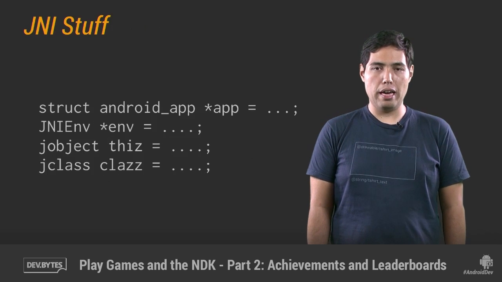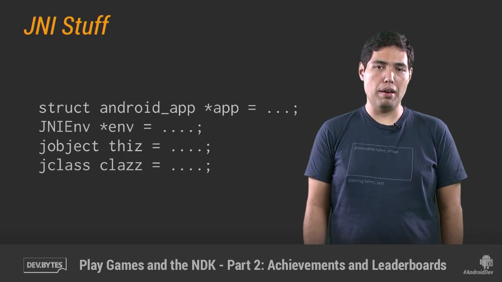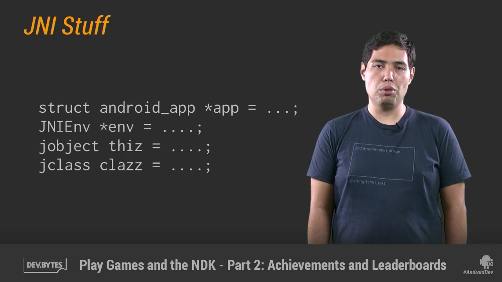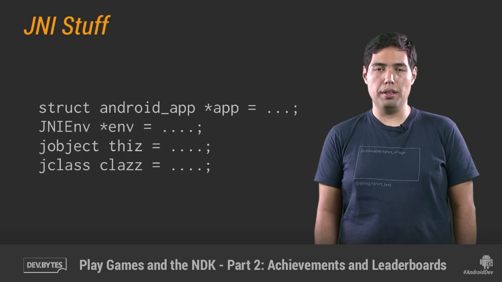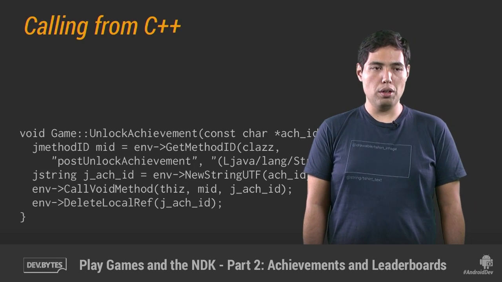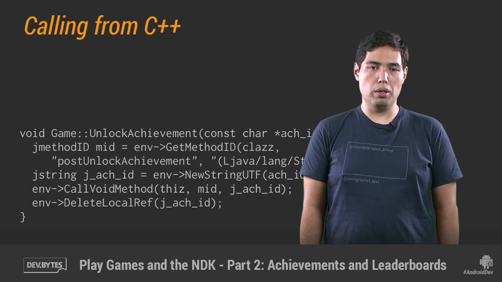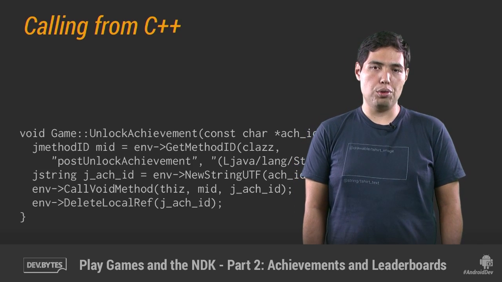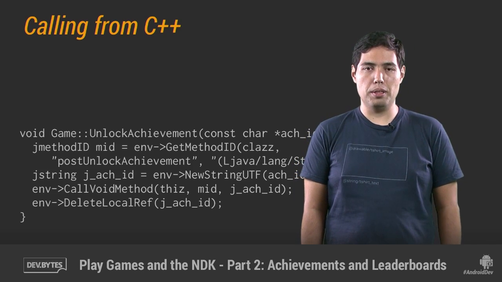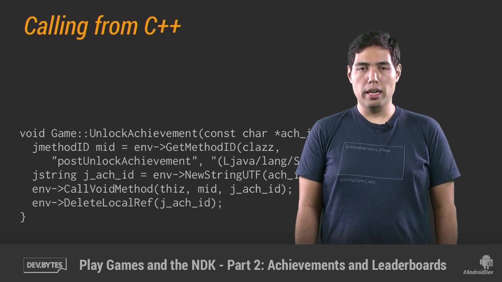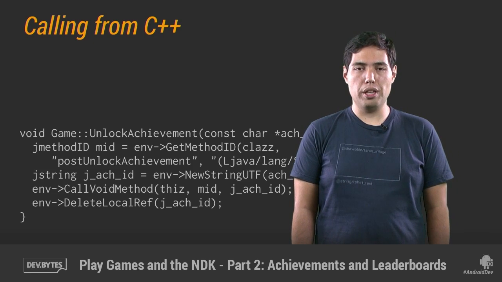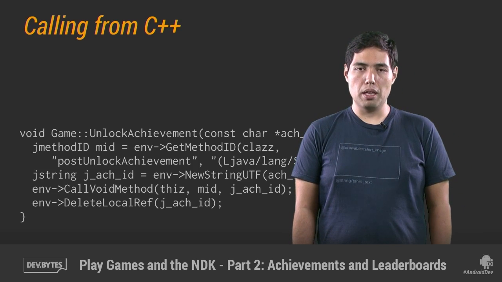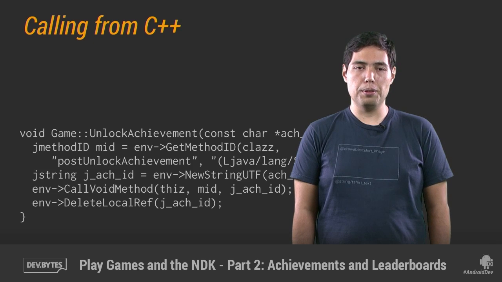First of all, you have to initialize all the JNI stuff. We're going to assume that you have that ready. If you don't know how to do that, you can take a look at the last video. So you have your Android app structure, you have your JNI environment, you have the activity object and the activity class. After you do that, all you have to do is make a simple JNI call to the unlock achievements method. So we are just getting the method ID, then we're allocating a Java string that corresponds to that achievement ID, and then we're making the method call. And remember, and this is pretty important, we are also deallocating the Java string after we're done with it. And that's pretty much all there is to unlocking an achievement.